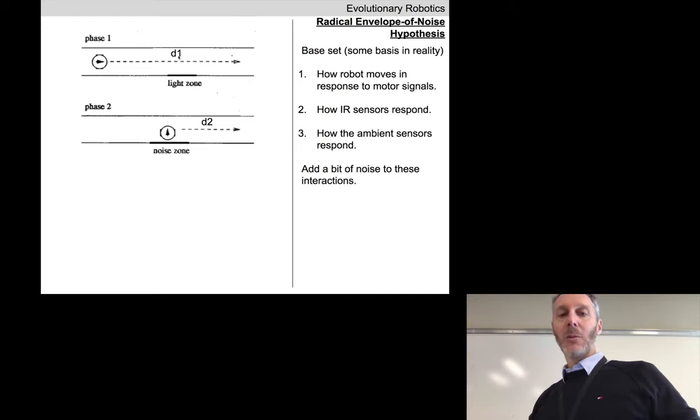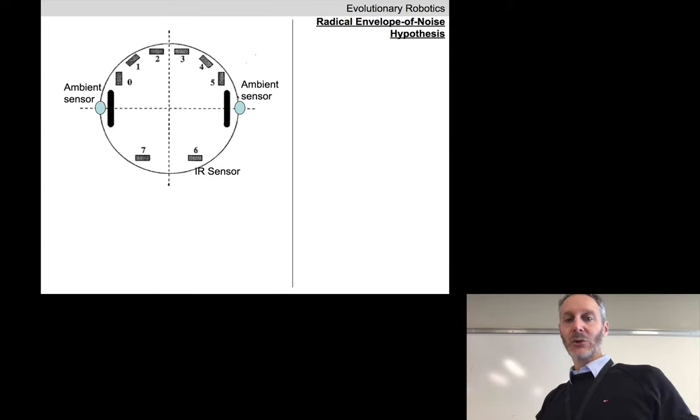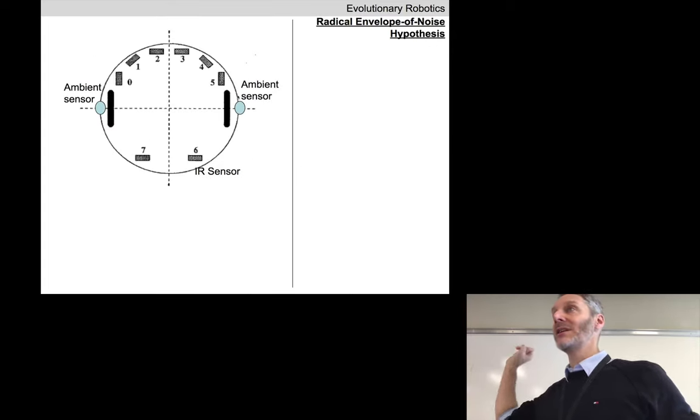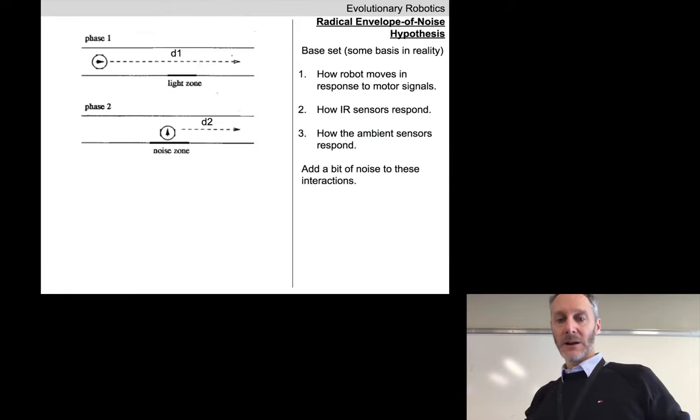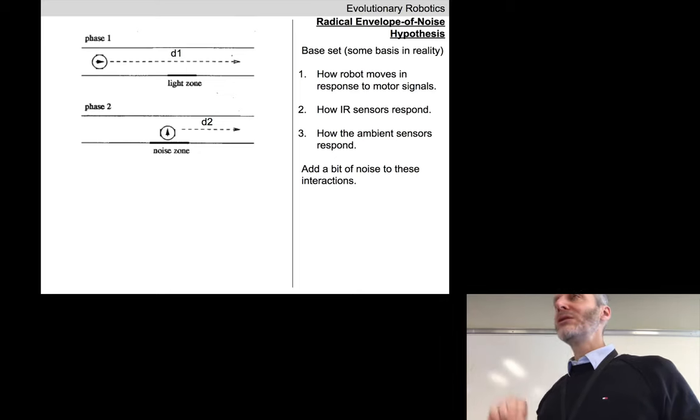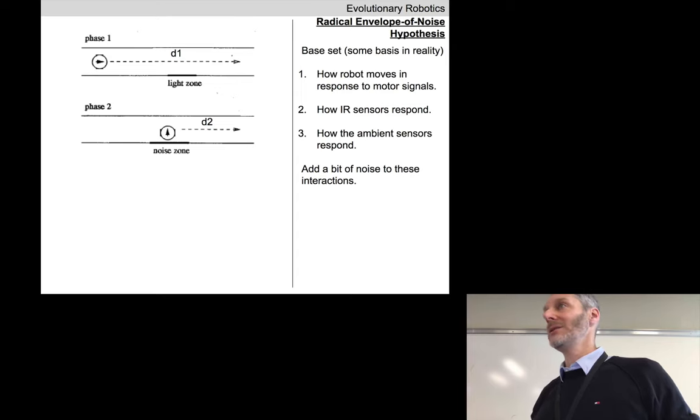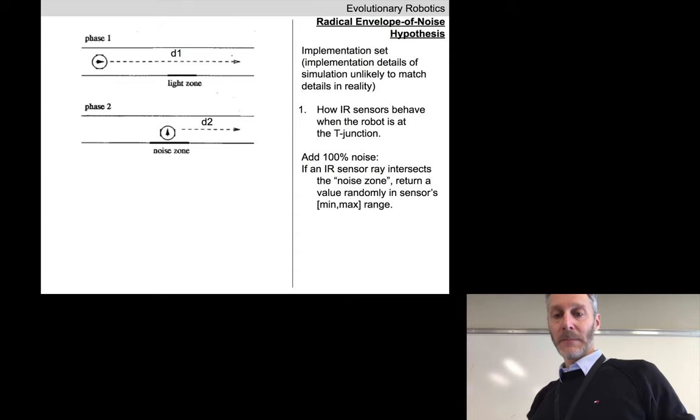So if the robot's X and Y position is here, and it's facing down the corridor, the right ambient light sensor is going to receive a larger value than the left ambient light sensor. Okay. They added a little bit of noise to these details because they know that they're getting these details wrong. They're just in a lookup table. They're not going to be a perfect replication of reality.